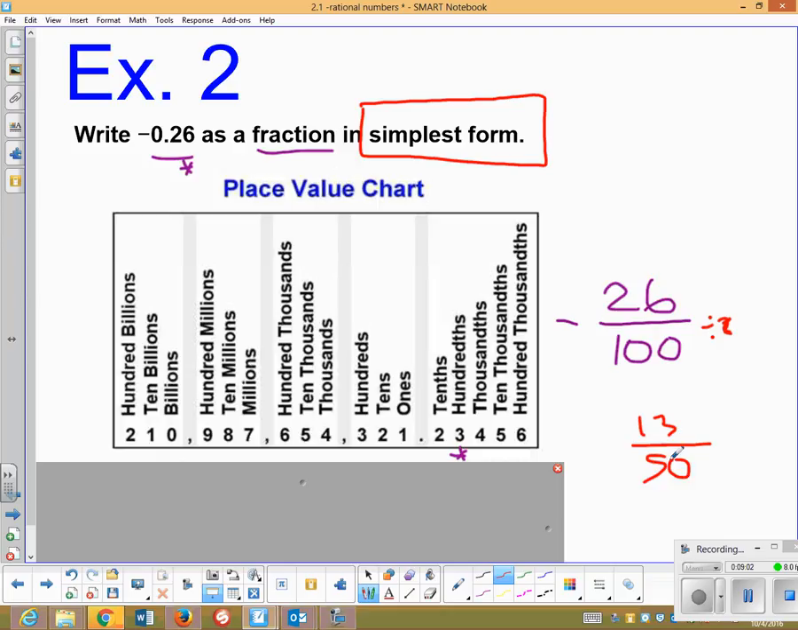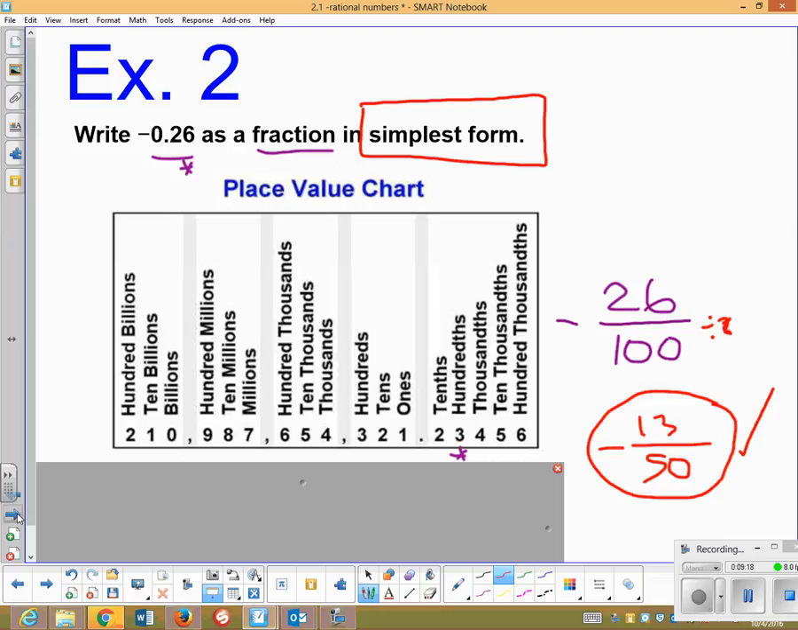Can I reduce it anymore? If I can't, this would be my final answer. So my final answer would be negative 13 over 50. Negative 26 over 100 would be a good answer, but this is the best answer because it's simplified. Does that make sense?